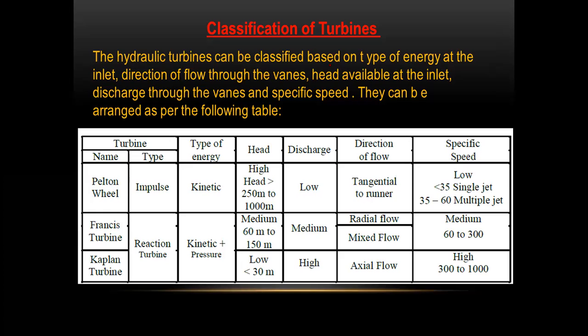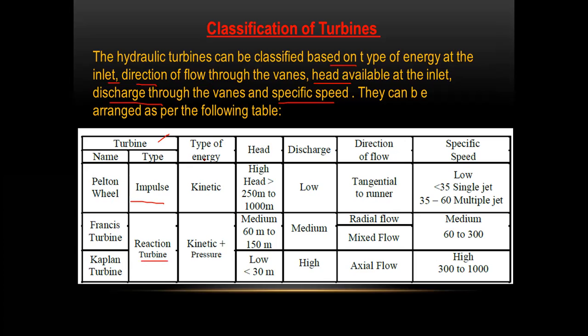So these are classified based upon the type of energy at inlet, direction of the flow, head available at the inlet, discharge through the vanes, and the specific speed. This can be arranged like this, just see here: the name of the turbine and the type. Pelton wheel turbine, Francis turbine, Kaplan turbine. The Pelton wheel is an impulse type. Francis turbine and Kaplan turbine are reaction turbines.